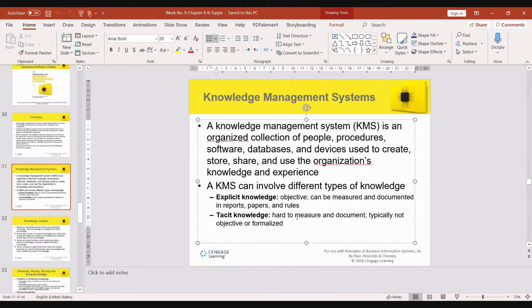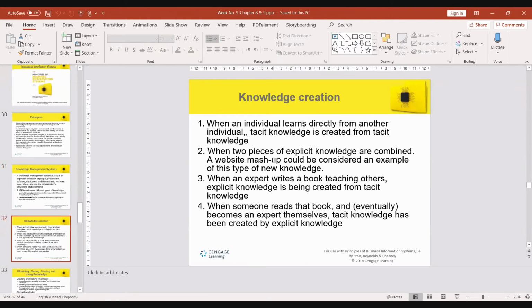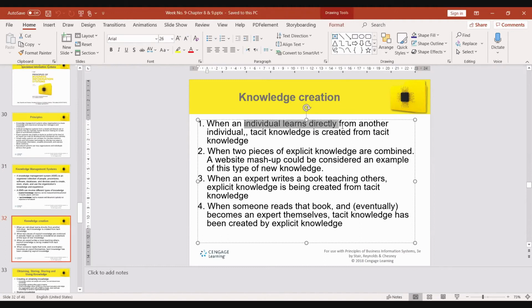Tacit knowledge means you will observe that one. You will experience that one. Okay? So this will make you more clear. When an individual learns directly from another individual, tacit knowledge is created from tacit knowledge. I'm teaching you and you're learning from me. Okay, we are learning from each other. So which type of knowledge will be created? Tacit. Tacit knowledge.